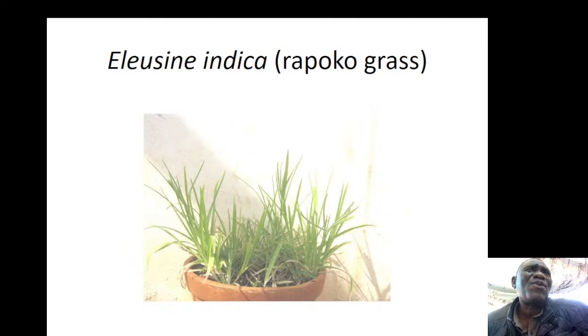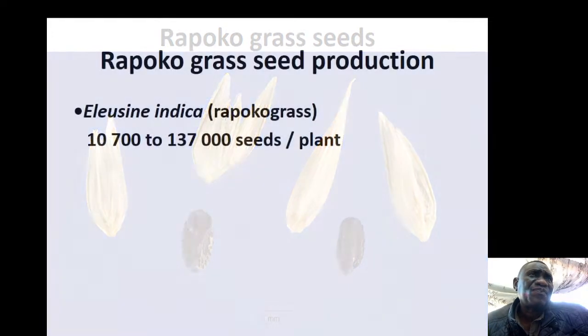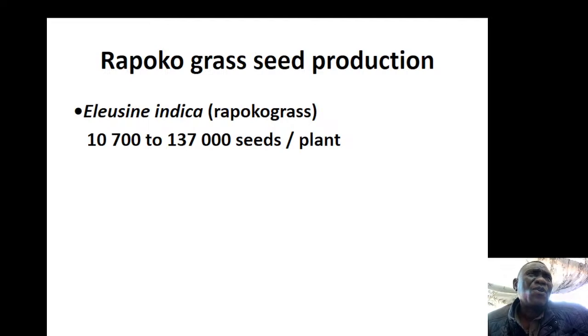Eleusine indica, rapoko grass. It looks like rapoko, the crop. You can see those black seeds, and those are the protective shells. As for rapoko grass, Eleusine indica, it can produce per plant 10,700 to 137,000 seeds, which are quite a lot.